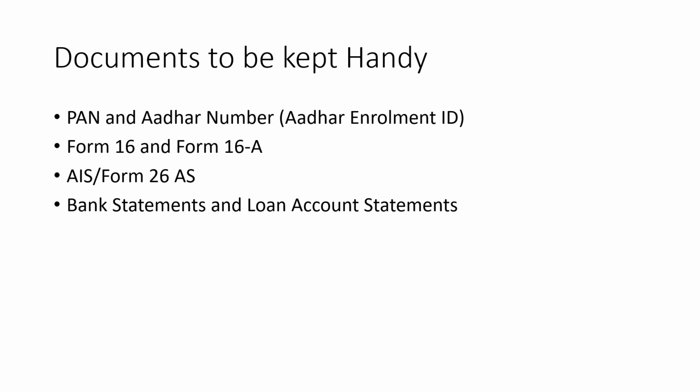The same is the case if you have a fixed term deposit, or a savings bank deposit in any of the banks. Those banks also will be deducting the tax, and that information also will be available in the Annual Information System or the AIS. So just make sure that all the information contained in the AIS and the Form 26 AIS is accurate first of all.